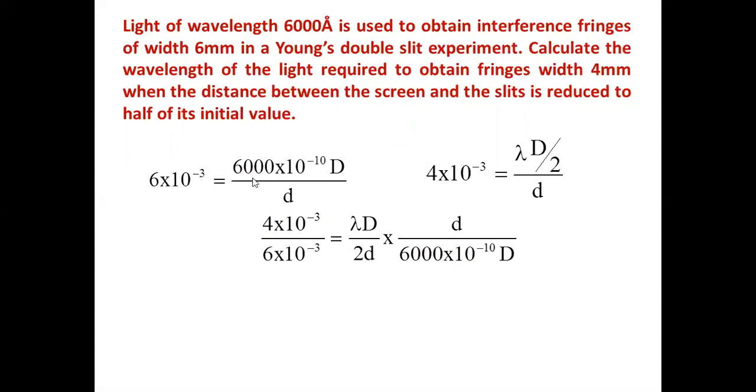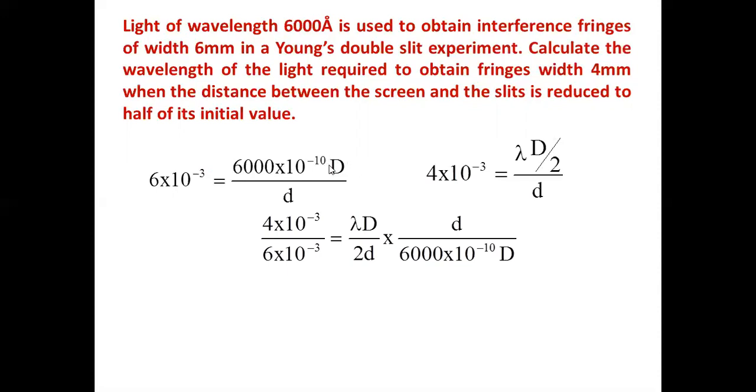For 6 millimeter, I have 6000 angstrom and capital D by small d. For 4 millimeter, the new capital D should be D by 2. Lambda, I don't know. Small d remains the same. That is not given. Sorry, that is given, 4 millimeter. You can substitute it. Now divide the two equations. That is better. All the things will get cancelled.